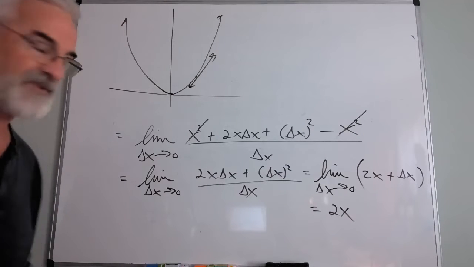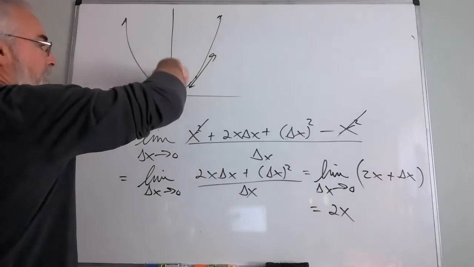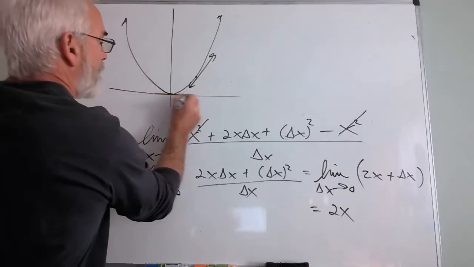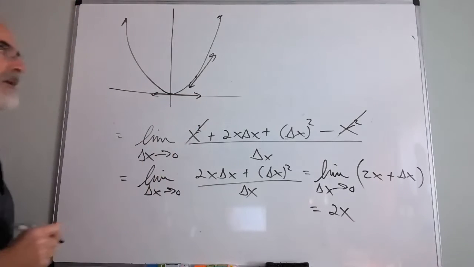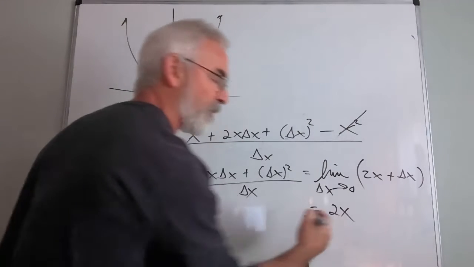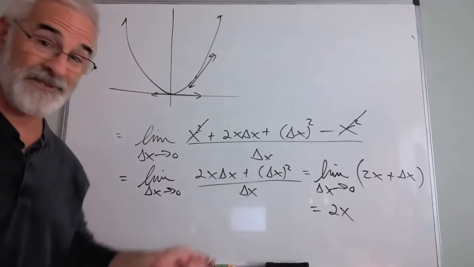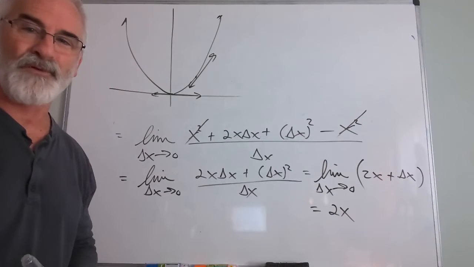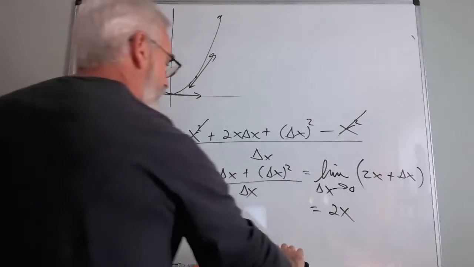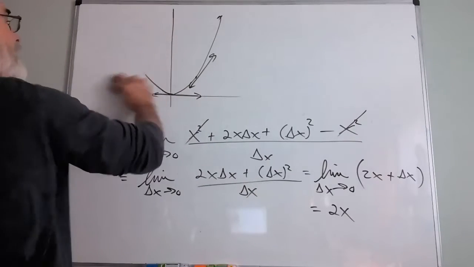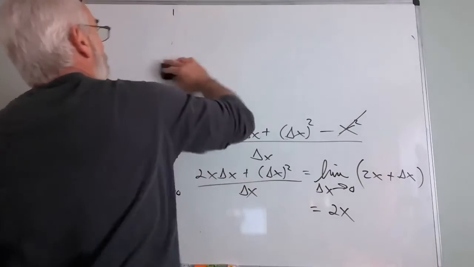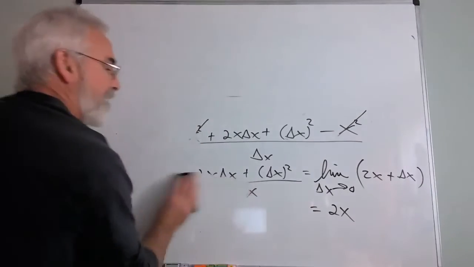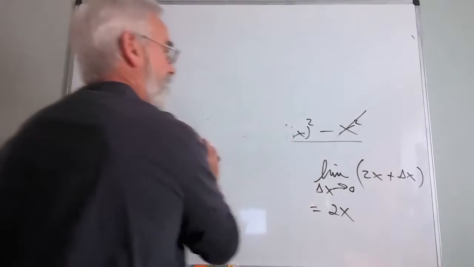And the best part is, what about the vertex? Right where I turn around, wouldn't the tangent line be horizontal? So when x is 0, I should have a horizontal tangent line. When x is 0, my slope is 0, which means it's horizontal. Beautiful. So we just figured out a way to find the slope of the tangent line at every point on this curve. So we're now going to give this a formal definition, okay?